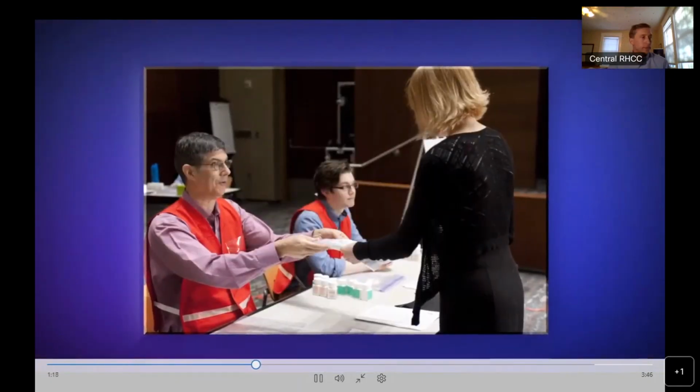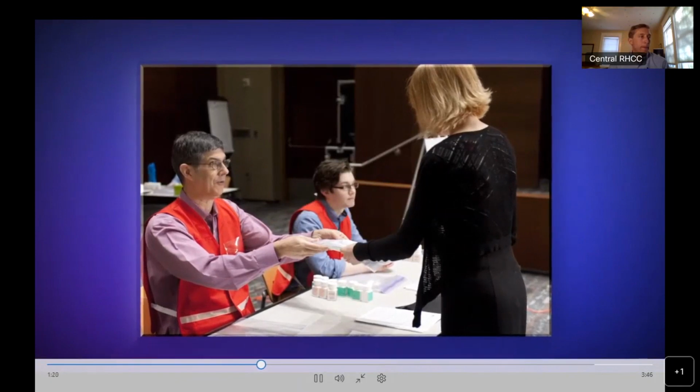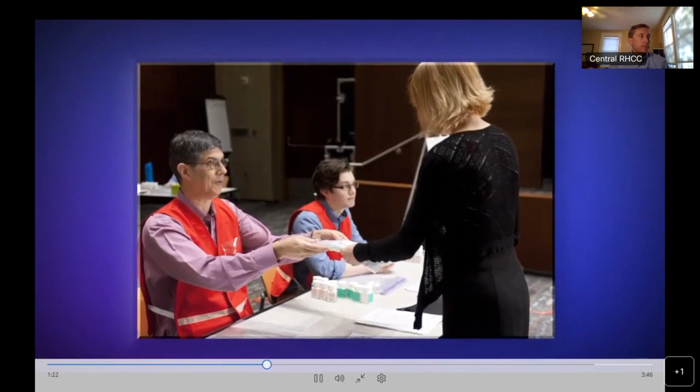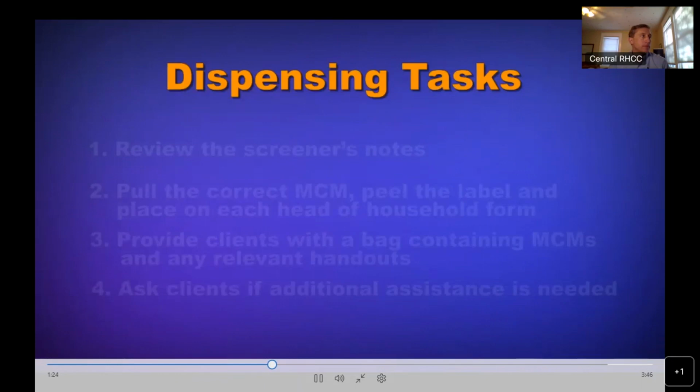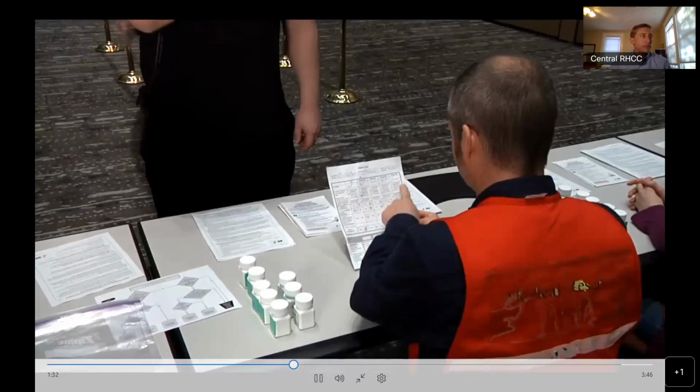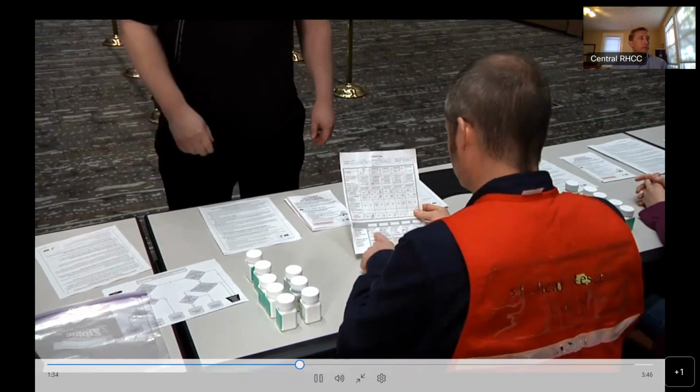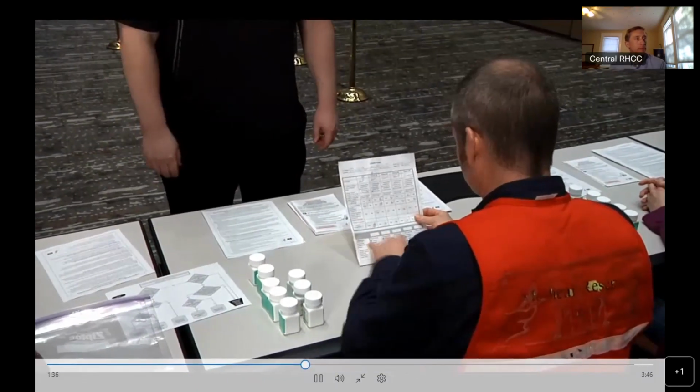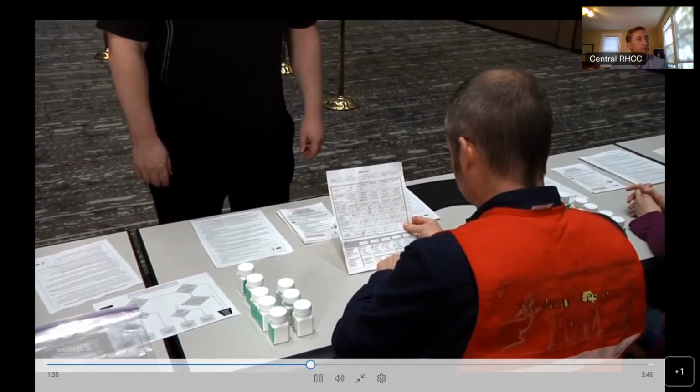Whether you're working at an express dispensing station or a dispensing station designated to address a specific need, you will perform 4 main tasks when dispensing antibiotics. Task 1. Take the client's form and review the screener's notes to identify which MCM should be dispensed for each individual listed on the form.